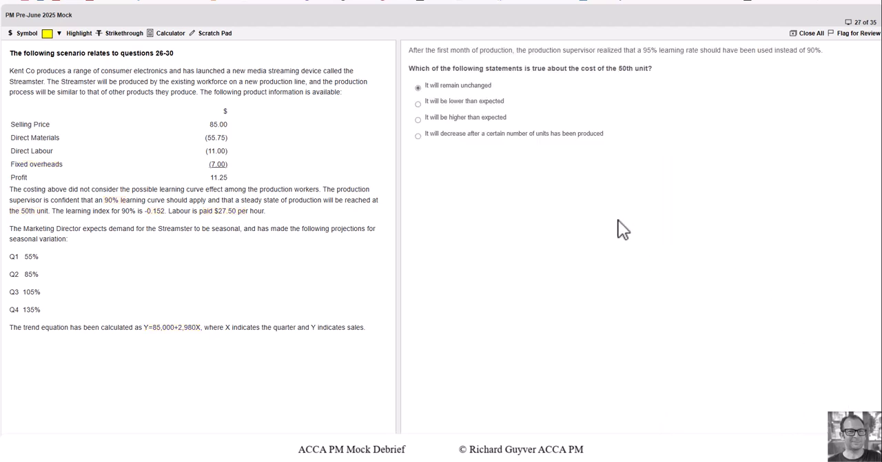We haven't actually answered this question. Which of the following statements is true about the cost of the 50th unit? After the first month of production, the production supervisor realised a 95% learning rate should have been used instead of 90%. What will happen then? Will it remain unchanged? Will it be lower, higher, or will it decrease after a certain number of units? Well, hopefully you can eliminate the top one and the bottom one.